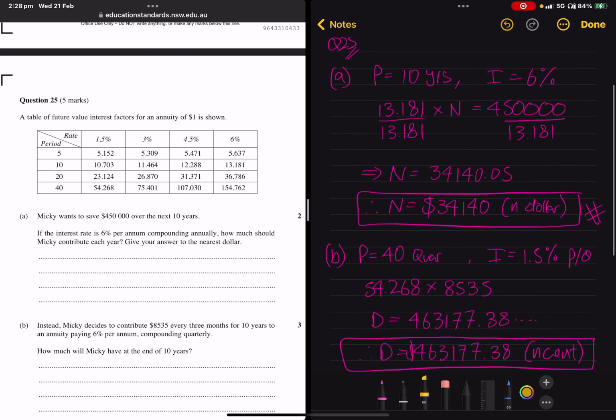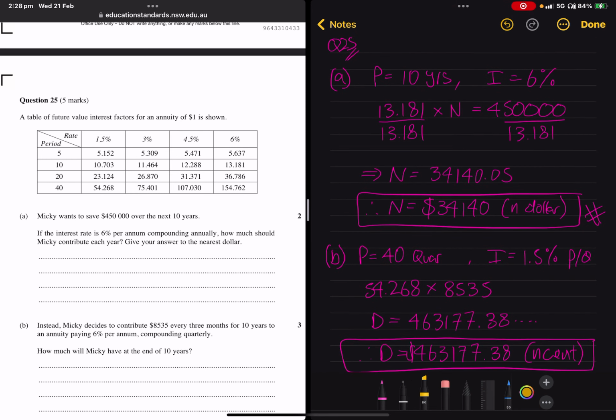So in terms of the marking, for part A, you'll get 1 mark for attempting to use the table to find some values. So if you've picked some values from the table, calculated them, but somehow misused the table and got the wrong values, that will get you a mark. The second mark will be for getting the number answer 34,140.